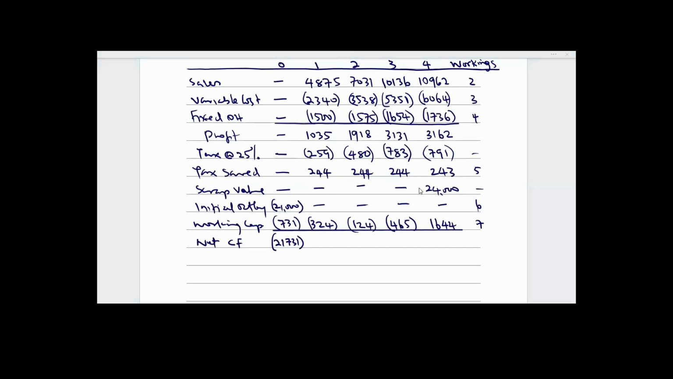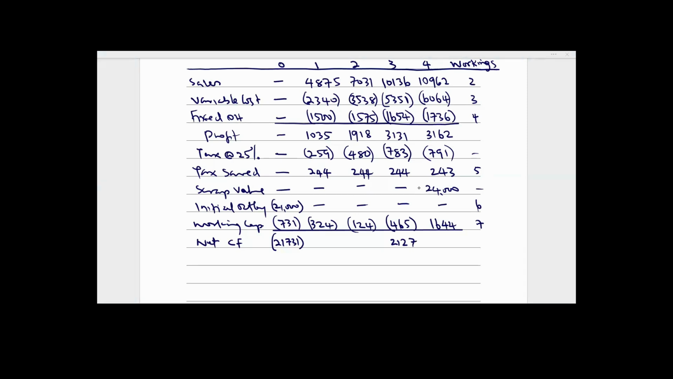So let me do the third year, 31 minus 783 plus 244 minus 465. Here is 2127.